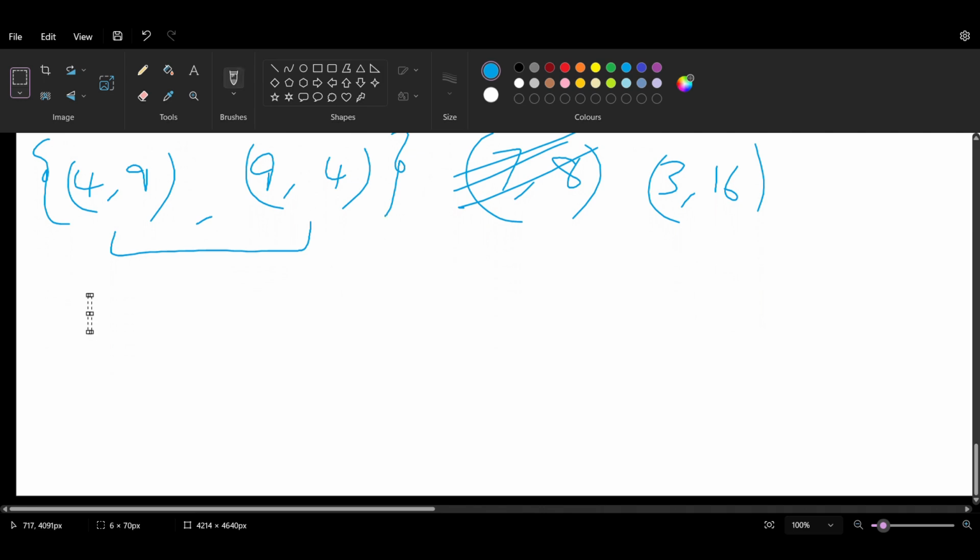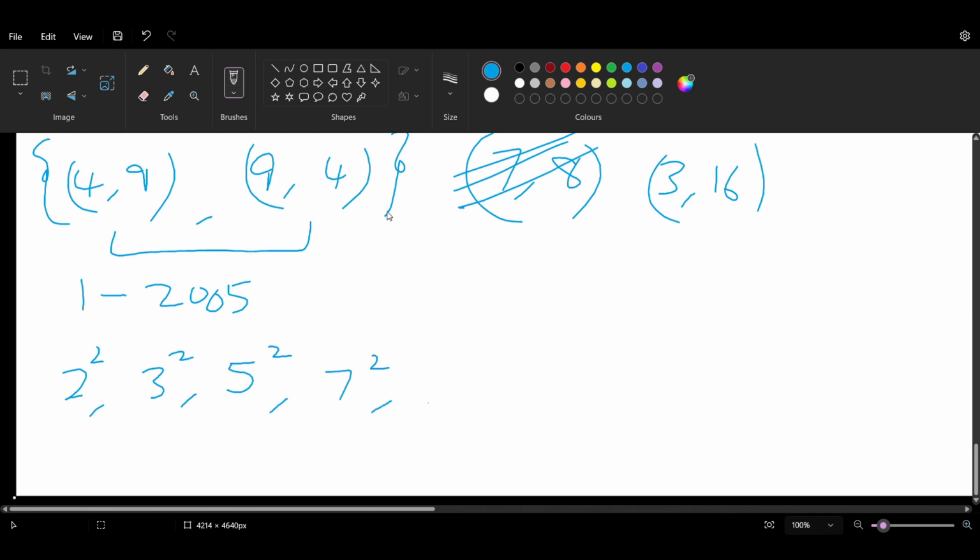We're given a range from 1 to 2005. So if we want to form the smallest set of numbers that are relatively prime but does not include prime numbers, that means we'll be dealing with squares of primes. Not 4 squared, just prime numbers. 2 squared, 3 squared, 5 squared, 7 squared. I'm not going to write all the squared numbers, but we'll keep going until we get to 43 squared.